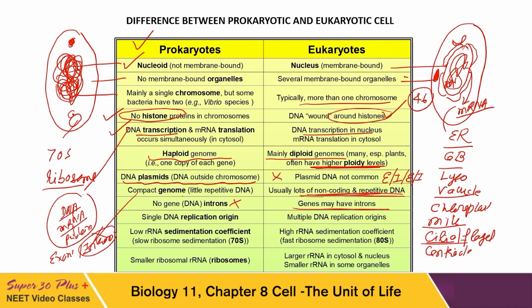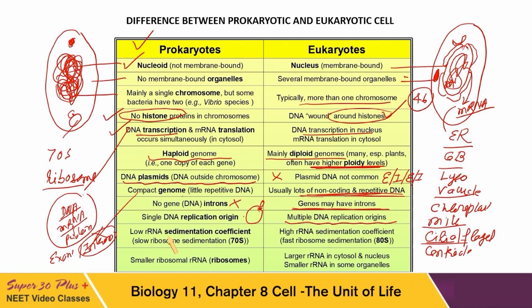The genes here have introns. Single DNA replication origin: this is the circular DNA, and here we have a single replication origin. The origin is only one, where the DNA replication will start. Here in this case we have multiple origins.